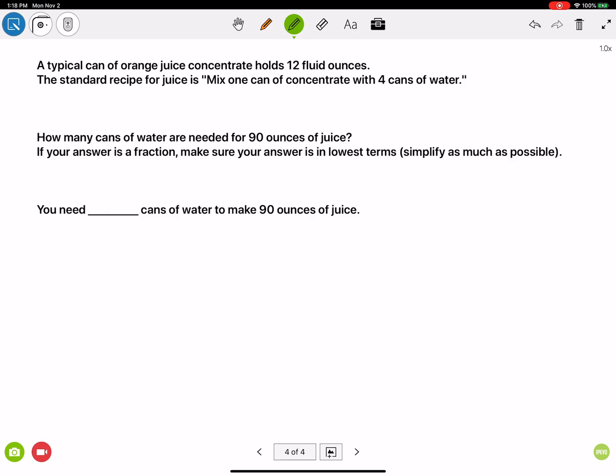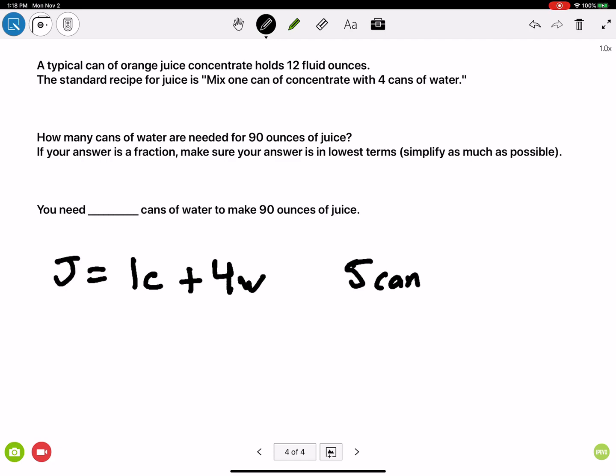So that means that juice equals 1 can of concentrate plus 4 cans of water. How many cans of juice does that make? That means that there are 5 cans worth of juice. And how did we get this? Because 1 can is concentrate and we're mixing that with 4 cans of water. So there's 5 total cans of juice.